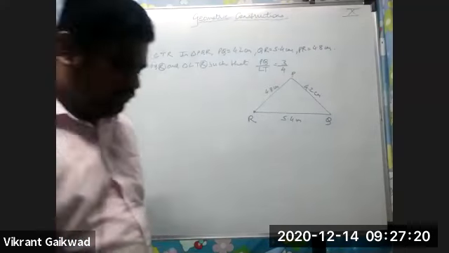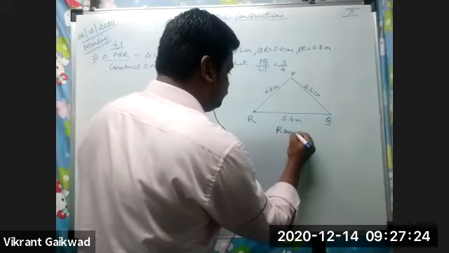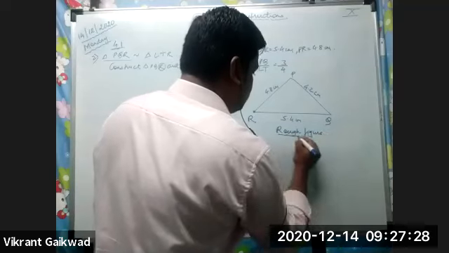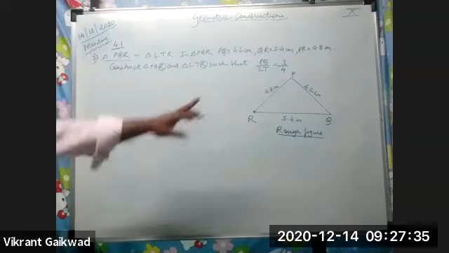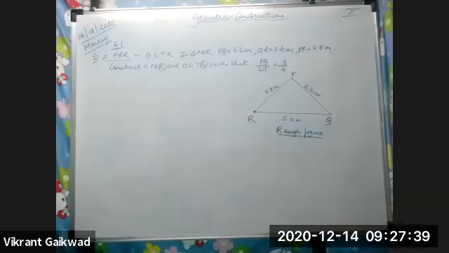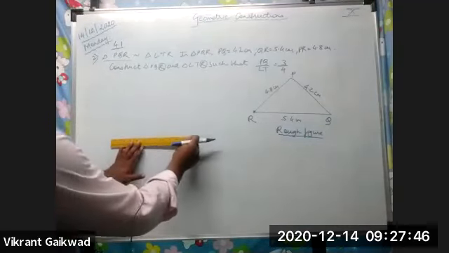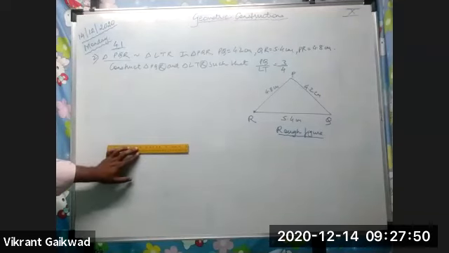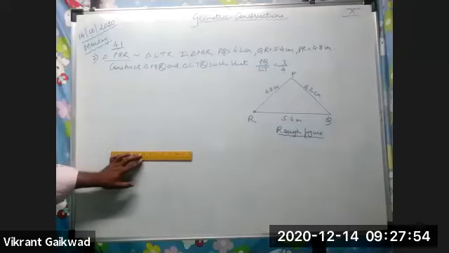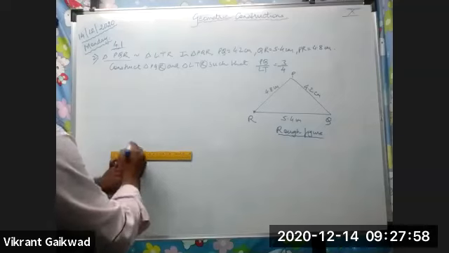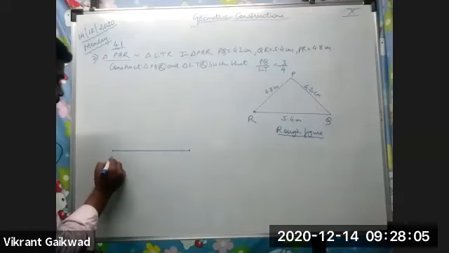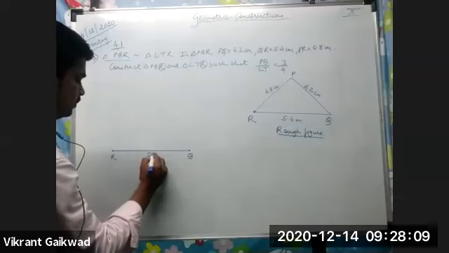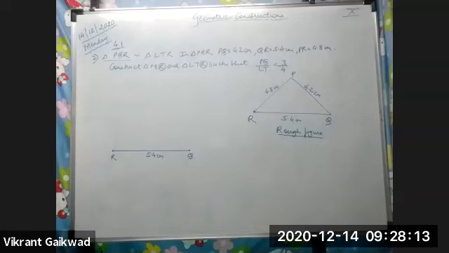First, in your rough figure, these values are given to you. So first we'll construct this triangle PRQ. There is no need to find the remaining sides here. In the first case, we had found all the remaining sides of the triangle, but here you need not find that. Your construction will begin. We'll draw RQ, 5.4 centimeters.